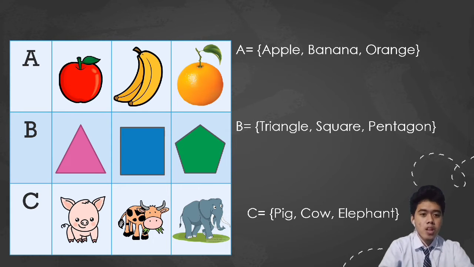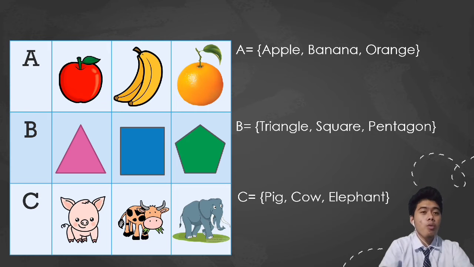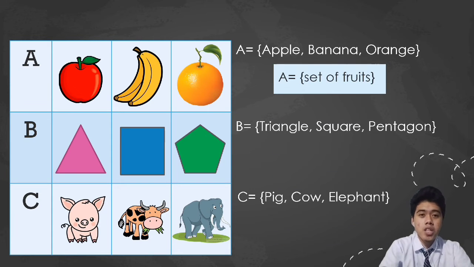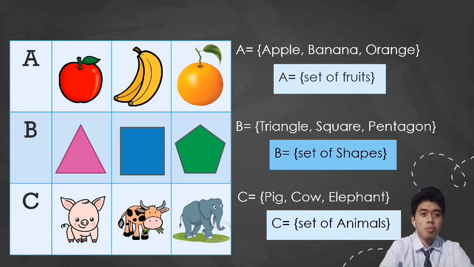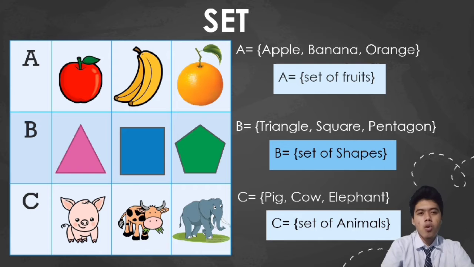No. Because our group A is a set of fruits, while our group B is a set of shapes, and our group C is a set of animals. If we mix triangle into group A, triangle is not a fruit. So, therefore, we cannot mix them into other groups. And these 3 groups are what we call sets. And when we say set, they have the same or a common characteristic within that group.